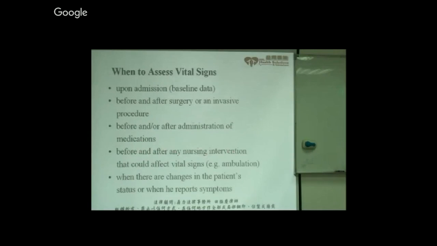Before and after any nursing intervention that could affect the vital signs, for example, walking. And lastly, when there are changes in the patient's status or when he reports new symptoms. For example, nurse, I have a headache. So you check the blood pressure. Maybe the blood pressure is so high.